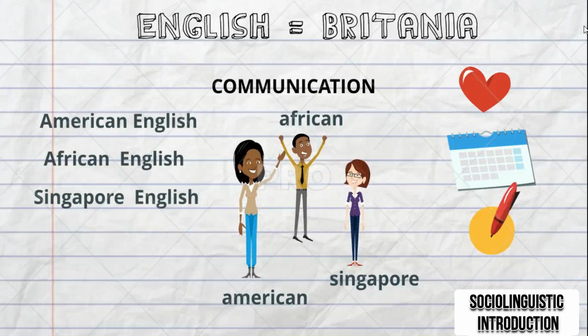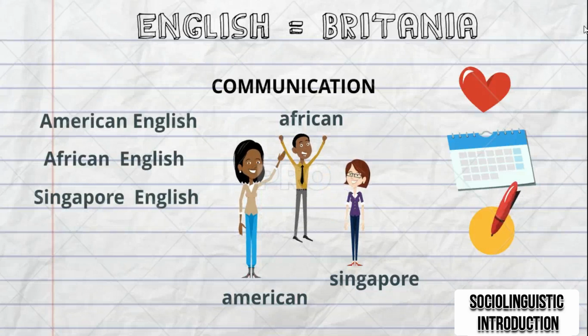When people from America learn English, it becomes American English. When people from Africa learn English, it becomes African English. When people from Singapore learn English, it becomes Singapore English. And that language also came to Indonesia. So, what is sociolinguistics? We can say sociolinguistics also studies the differences in human language that come from everywhere.